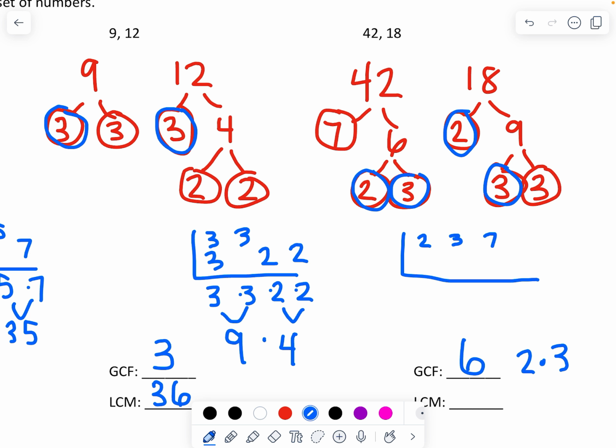And then for 18, we have 2, 3, and 3. So I'm going to match up the 2 and the 3. And then the extra 3 doesn't match up with the 7, so I skip that column and go to the next one. And then we bring one from each column straight down. So 2, 3, 7, and 3. And I would multiply those to get my answer.